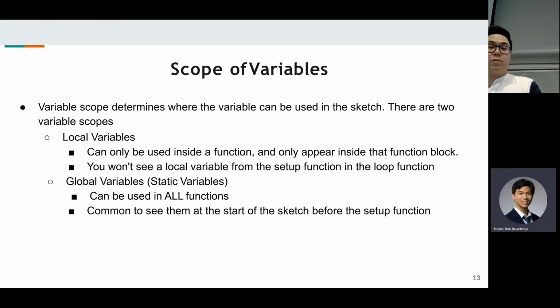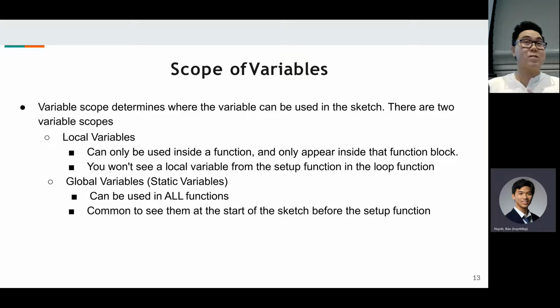In terms of scope of variables, scoping is roughly the same in C++ and Arduino C. They are one-for-one. If you already know what scoping is, it just determines where the variable can be used and cannot be used. Local variables can only be used inside functions. If you declare a variable inside of the function, it can only be used in the function.